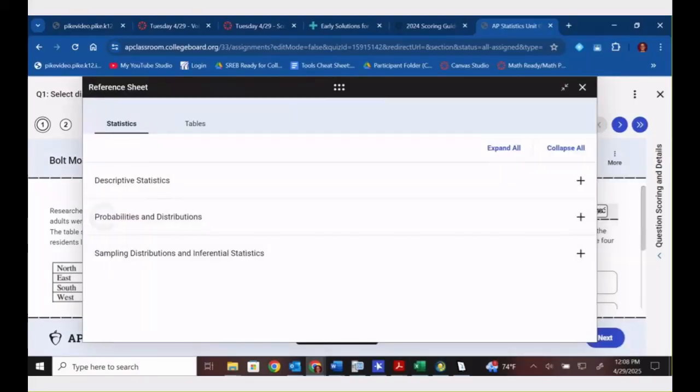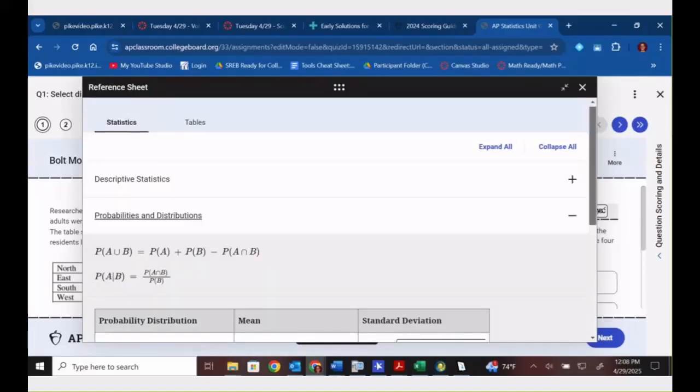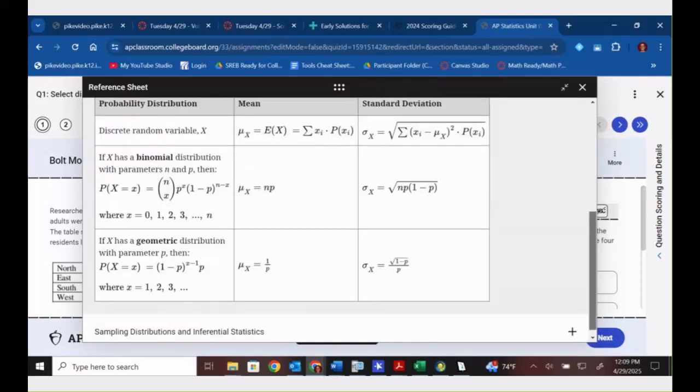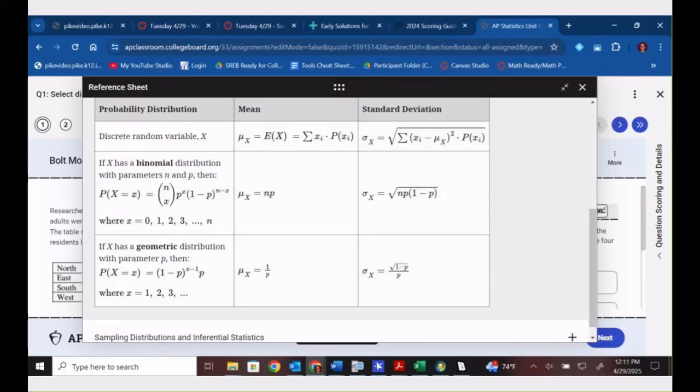We're not going to the tables. We want probabilities and distributions. This is where you're going to find stuff like this. Probabilities and distributions. We've talked about those first two pieces. We used those on some free response questions, but then we come down here to where it says probability distribution.